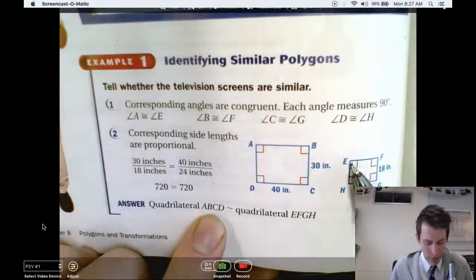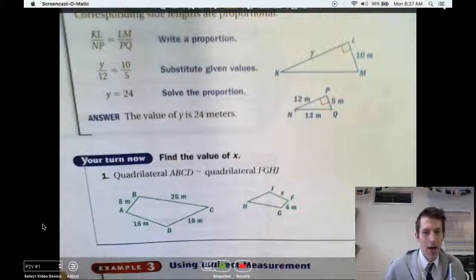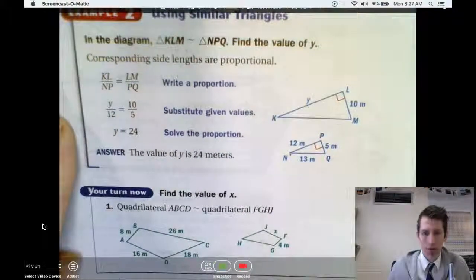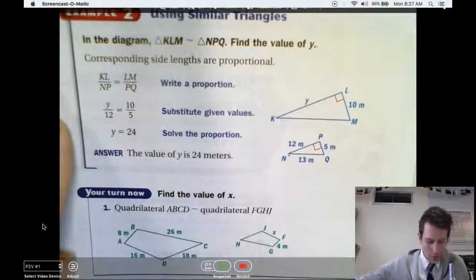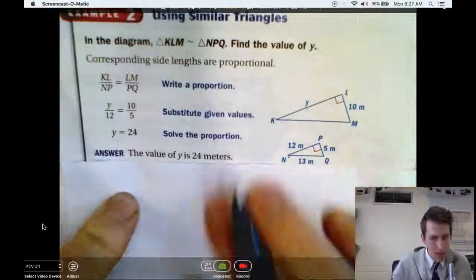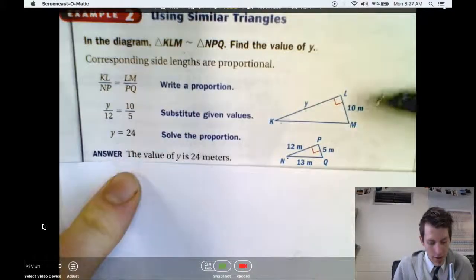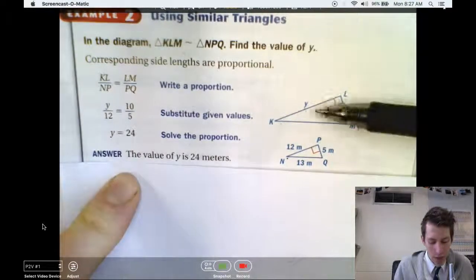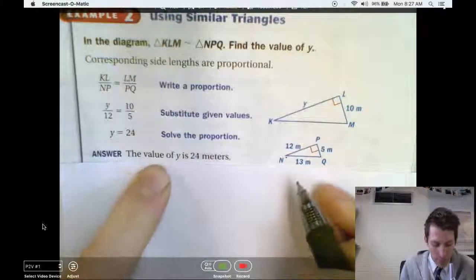ABCD is similar to EFGH. Okay, now, how could you find an unknown side length? That's what I'm going to show you right here. Let me fold this paper over so I can use a clean edge. We know from the instructions that this triangle is similar to this triangle, and we're supposed to find the value of y. So what you have to do is set up a proportion.